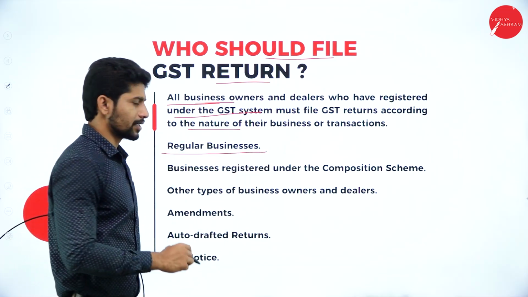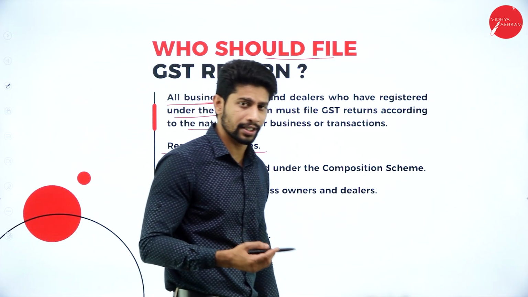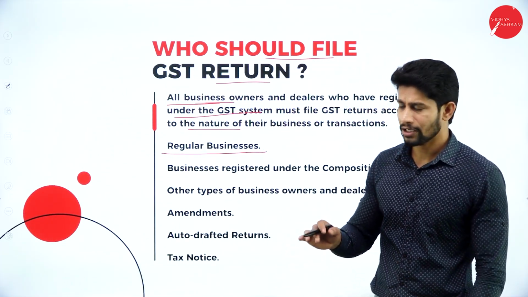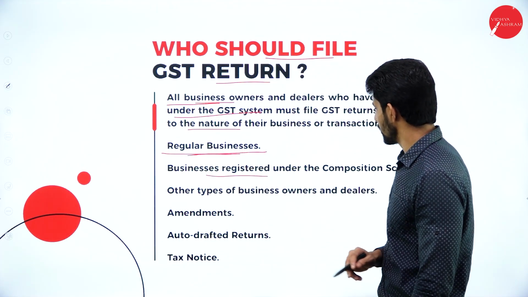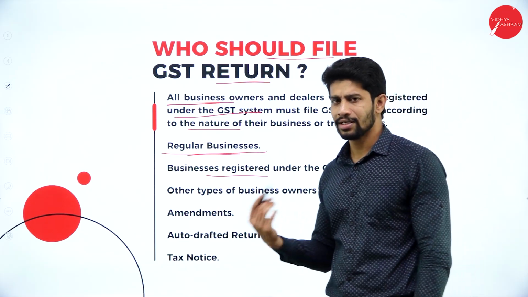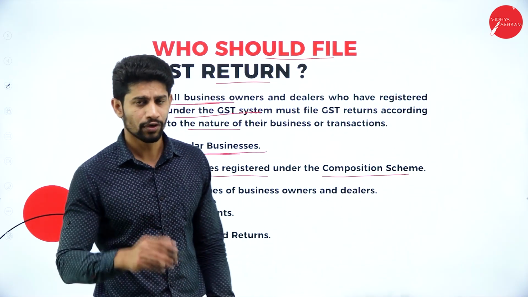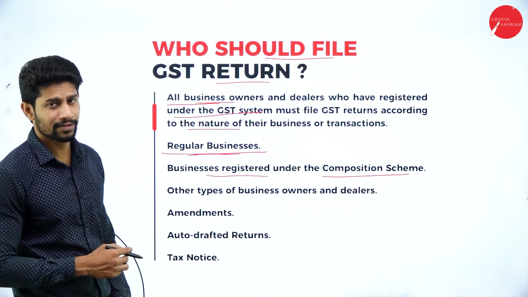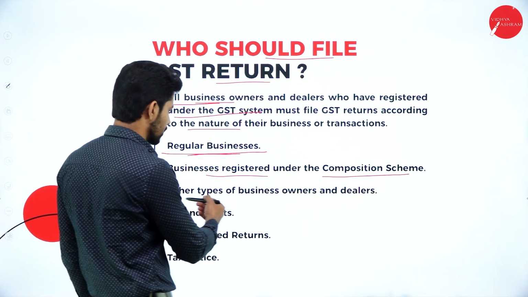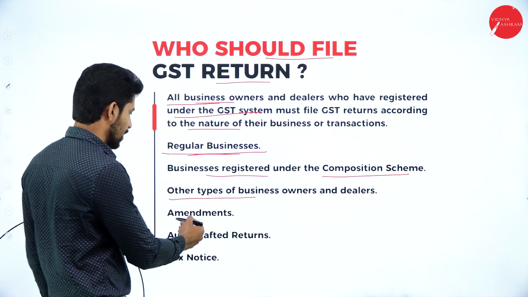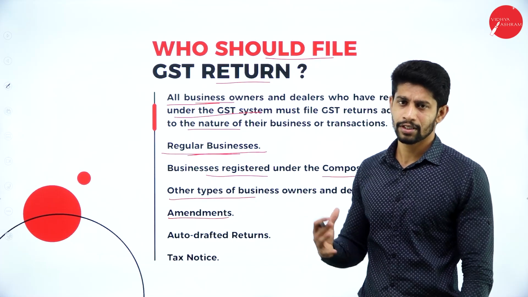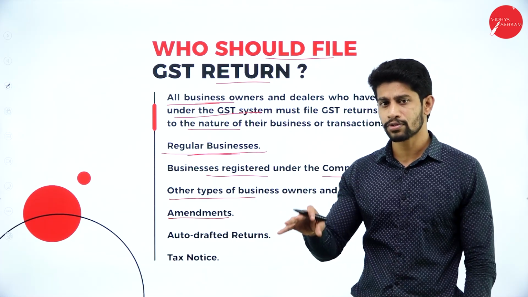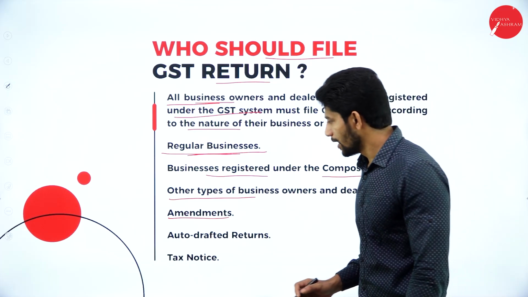Second, regular businesses. Any regular businesses who are conducting business and are registered with the GST authority are also supposed to file GSTR return. Next, businesses registered under the composition scheme. Any business registered with the composition scheme is also supposed to file GSTR returns with the GST authority. Next, other types of business owners and dealers and amendments. If any amendments have taken place with respect to filing of GSTR returns, then based on that amendment, if you are liable to file, you are supposed to file the GSTR return with the GST authority.